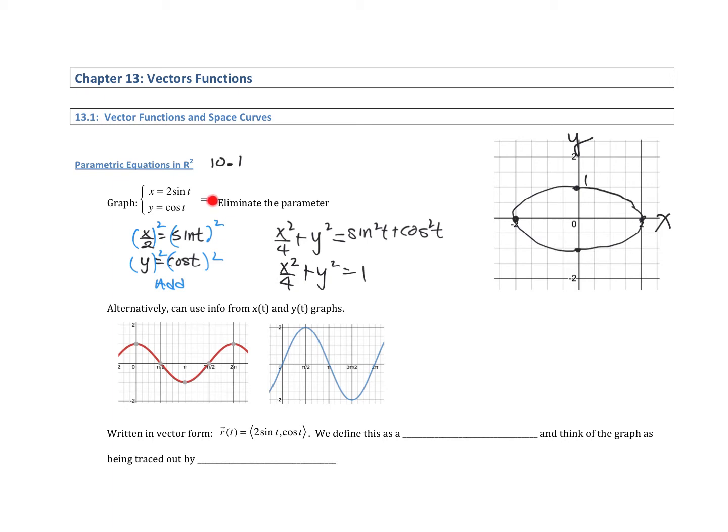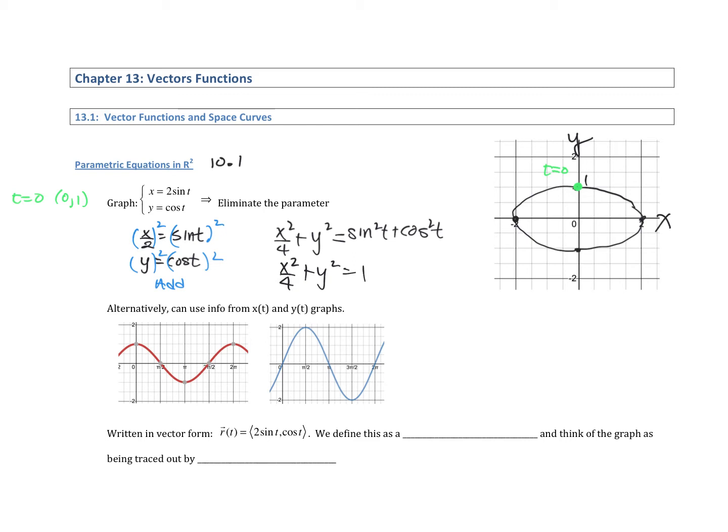Now, when we eliminate the parameter with parametric equations, the only problem is that once we've done that, we lose information. In this case, we lose the dependence on t. For instance, if I were to substitute t equals 0 into these equations, sine of 0 is 0, cosine of 0 is 1, I would get x equals 0, y equals 1. So that means I'm at this point, (0, 1), at t equals 0. So if we're thinking of t as time, we're at that position when t equals 0.